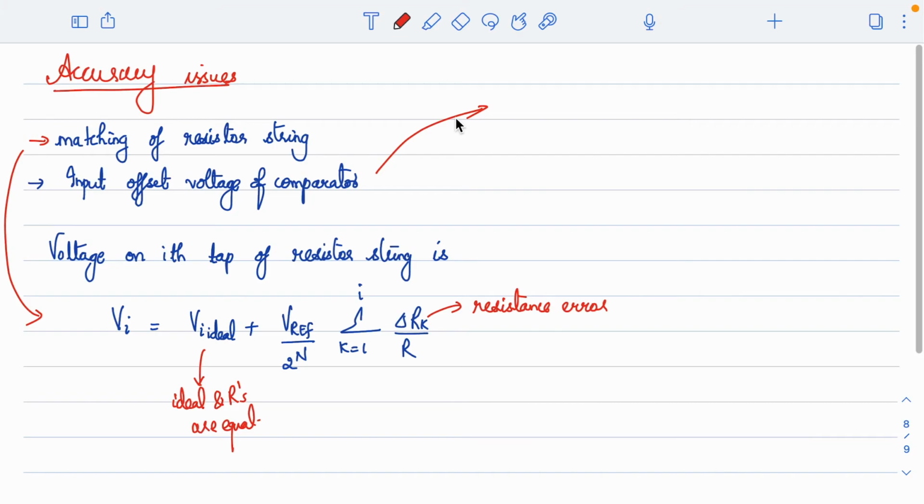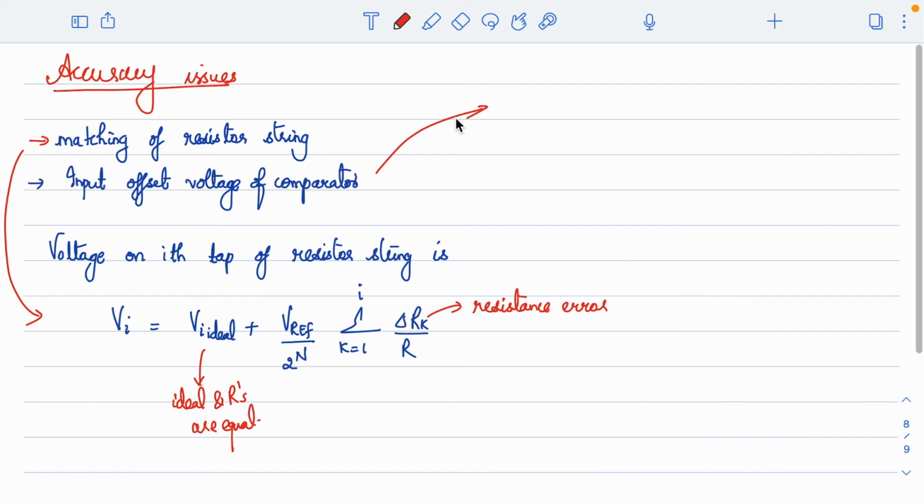Generally for an ideal op amp, if there are two voltages, V plus and V minus, whenever the voltage crosses, immediately the output should switch. But we know that offset voltage will be there, and that will prevent the comparator from switching from one level to another level.